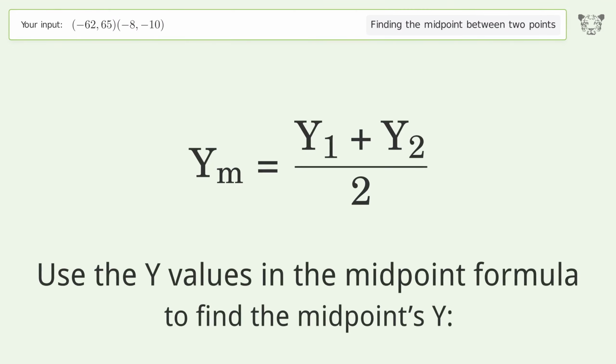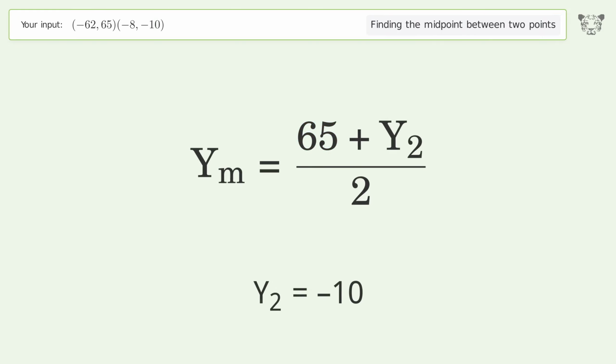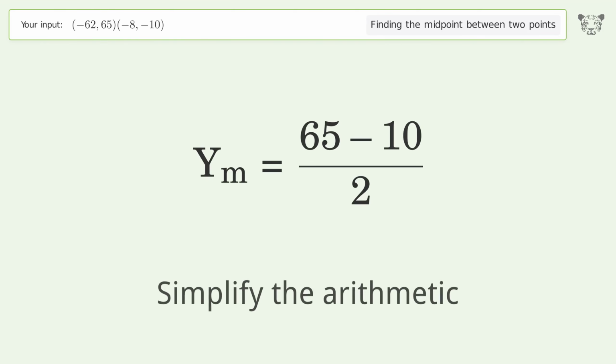Use the y values in the midpoint formula to find the midpoint's y. y1 equals 65. y2 equals negative 10. Simplify the arithmetic.